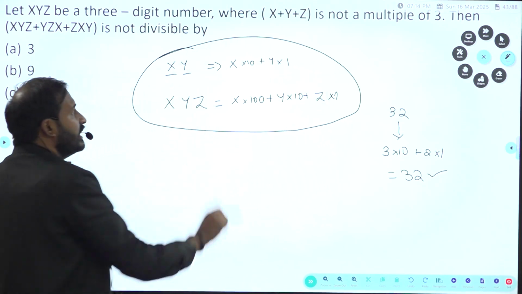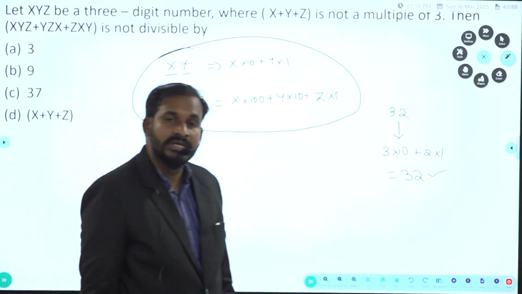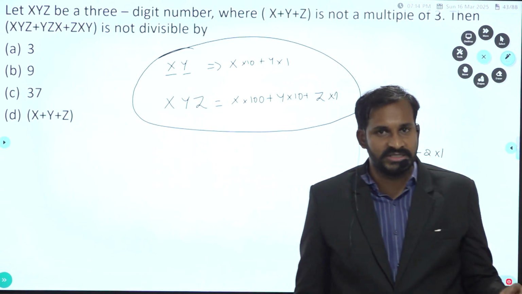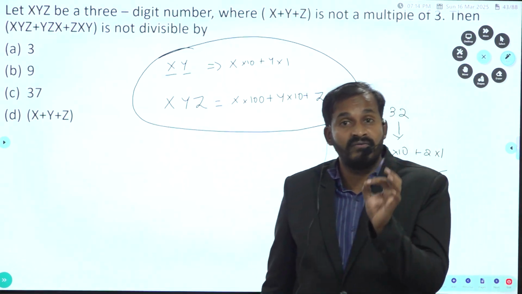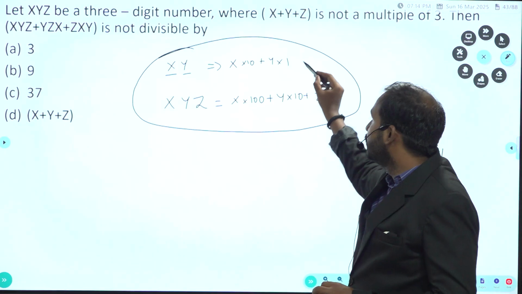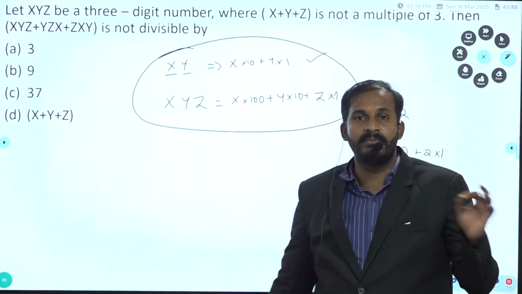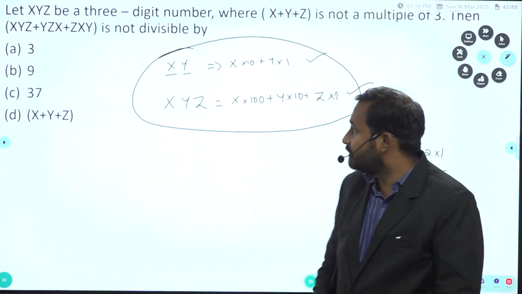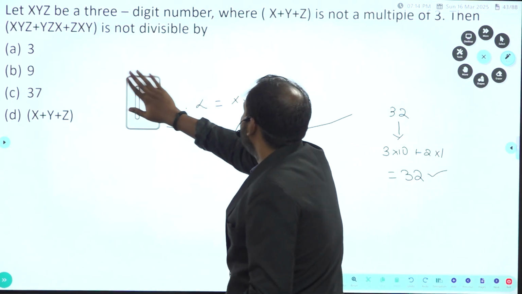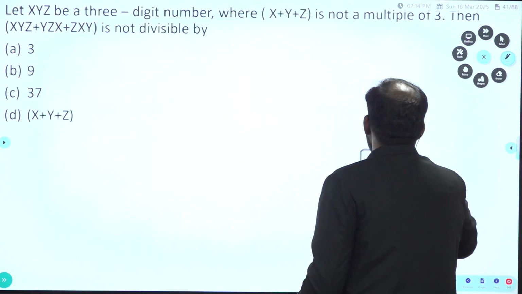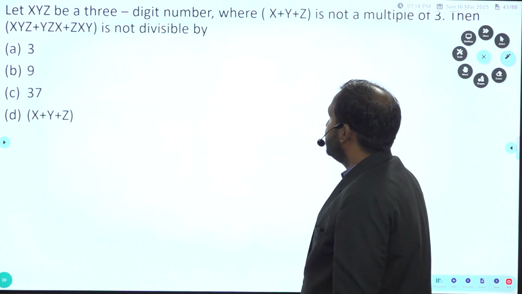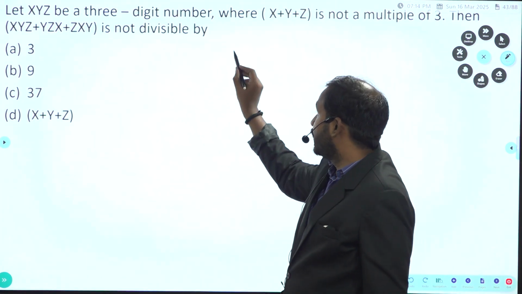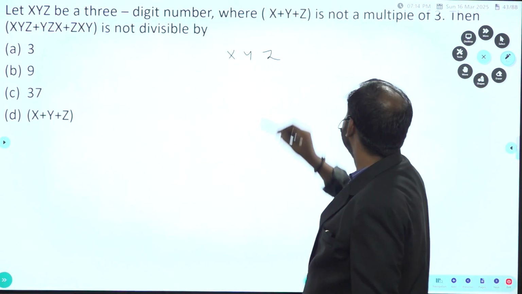How to assume a 3-digit number or 2-digit number: you can take them as xy or xyz, something like that. But when you perform a mathematical operation, definitely you should write them in this form and then only perform the mathematical operation. Then only you will get the correct answer, else you will get a wrong answer here. Now we will see our given question. Let xyz be a 3-digit number.